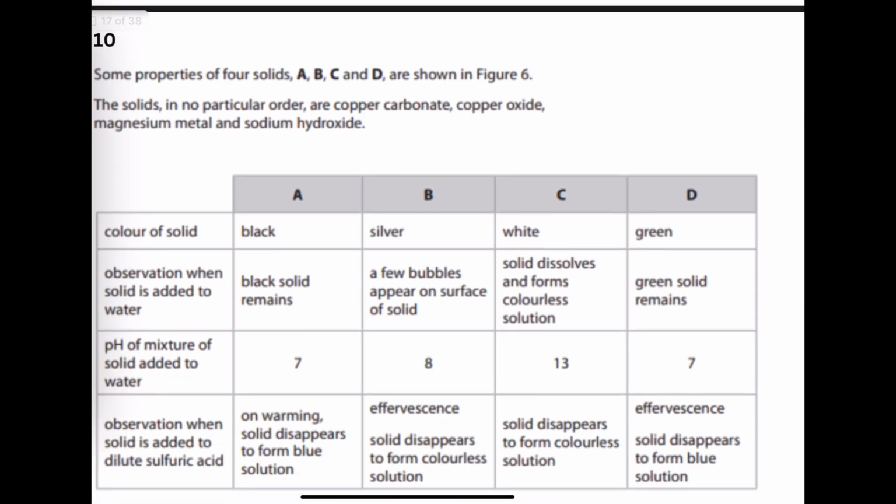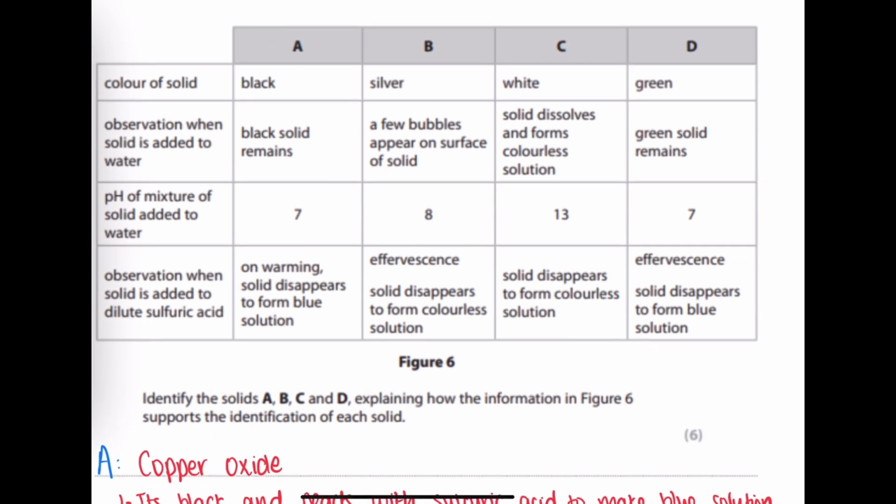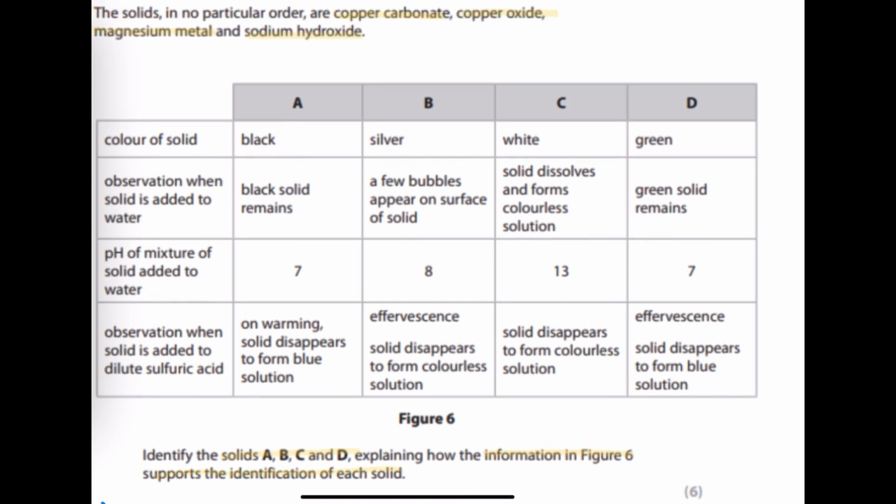10. Some properties of 4 solids A, B, C, and D are shown in figure 6. The solids in no particular order are copper carbonate, copper oxide, magnesium metal, and sodium hydroxide. Identify solids A, B, C, and D and explain how the information in figure 6 supports the identification of each solid. So let's go this one by one.